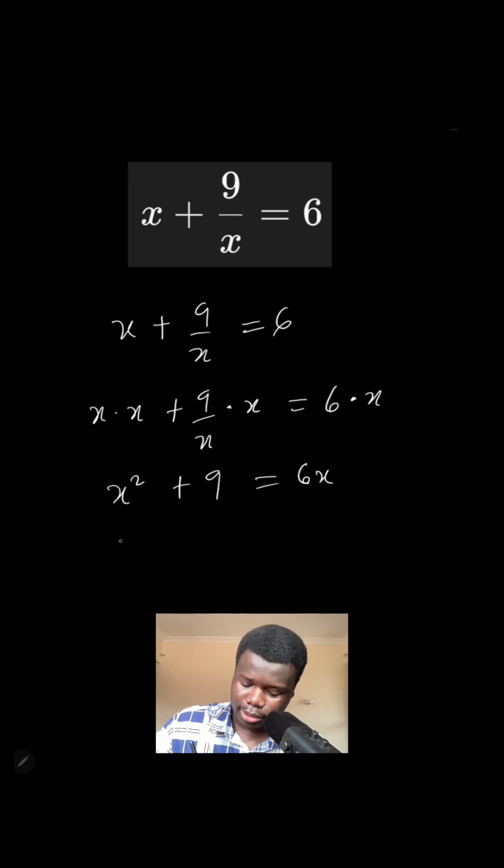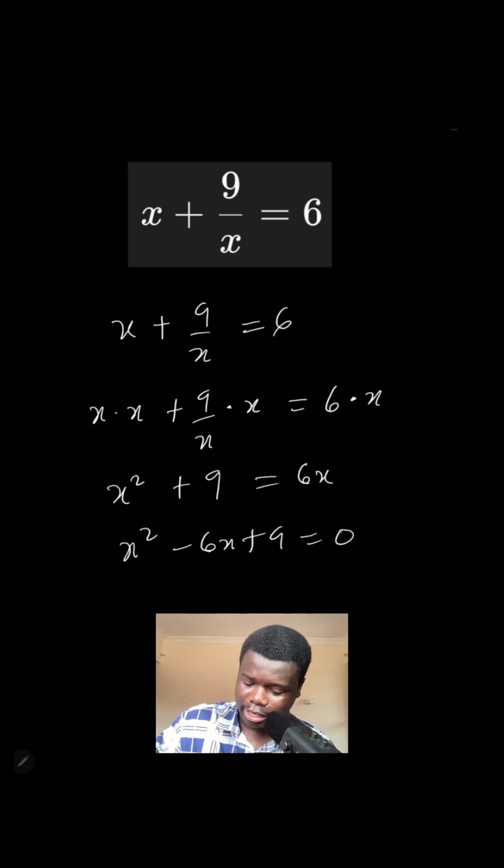So then we have what? Rearranging it, you can see we are getting a quadratic equation here. So x squared minus 6x plus 9 equal to 0. So now we have a quadratic equation that we have to solve. And if you know about quadratic equations, you realize this is one of the easiest ones because this is actually a perfect square.